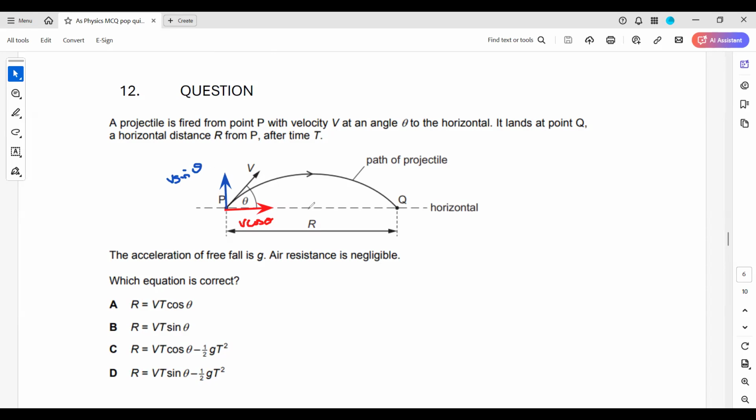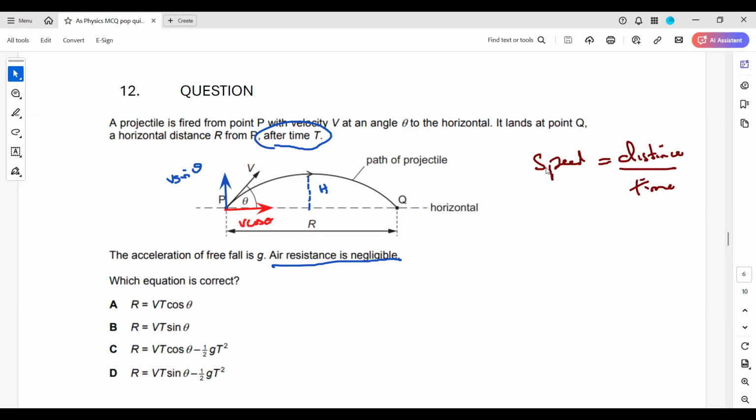The vertical component is responsible for the maximum height, whereas the horizontal component is responsible for the maximum range. The total time it moved from P to Q, the total time of flight, is t. In the horizontal component, the object does not accelerate because we assume there is no air resistance, no force opposing the motion. In the vertical plane, it will have a constant acceleration due to gravity. So when there is no acceleration, we use the formula speed equals distance divided by time.